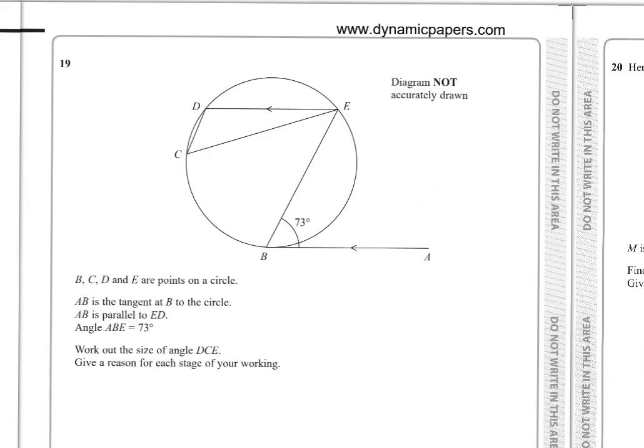Number 19. B, C, D, E are points on a circle. AB is a tangent. AB is parallel to ED. Angle ABE is 73. Work out the size of the angle DCE. We need to find this angle. This angle is opposite to this arc.